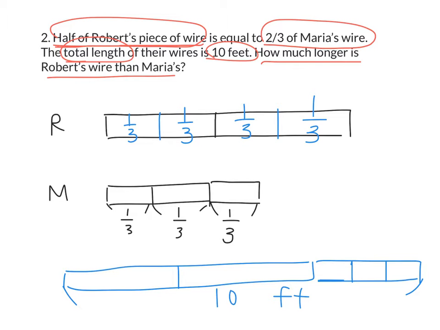So 7/3, by the way, that would be like doing this, right? 1/3, 1/3, 1/3, 1/3. That's Robert's part. And here's Maria's part. 1/3, 1/3, 1/3. So 7/3 take up 10 feet. That means 10 feet is being divided into how many equal-sized pieces? 7. How could we figure out the size of one piece then? 10 divided by? Oh, interesting.